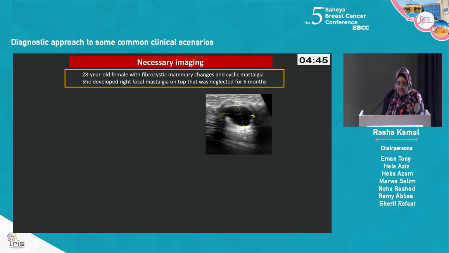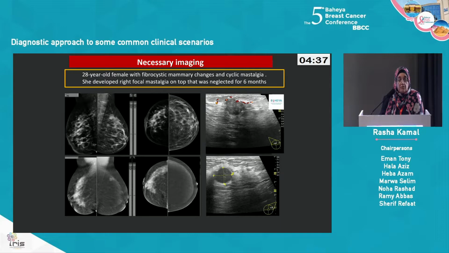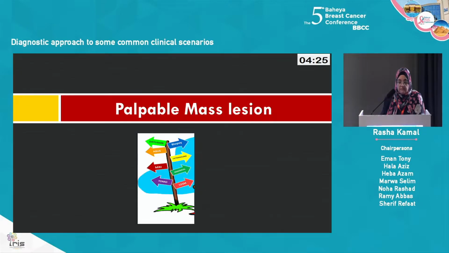She had multiple cysts in the left breast, but within these cysts, we had multiple solid mass lesions. So directly we recommended a contrast mammogram. And as we see here on the contrast mammogram, there was a diffuse infiltrative lesion on the right side. And on the left side, there was also another carcinoma in the upper outer quadrant.